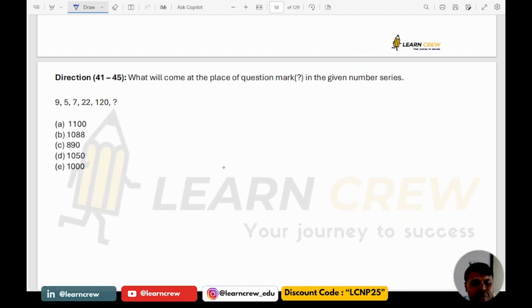Next, 957. So 957 means what is happening here? 5 half is 2.5 plus 2.5. So 9 into half plus 0.5 is 5. 4.5 plus 0.5, 5. Then 5 into 1, 5 plus 2 is 7. Then 7 into 2, 14. 14 plus 8 is 22.